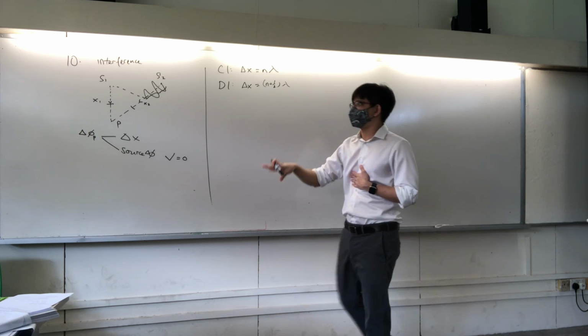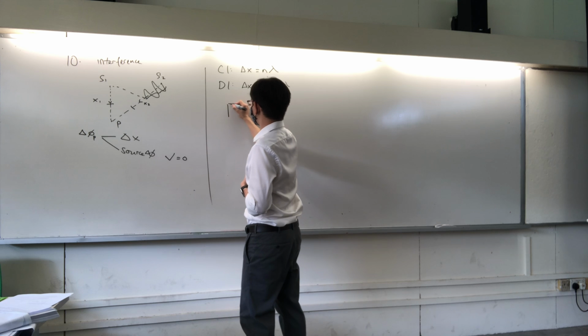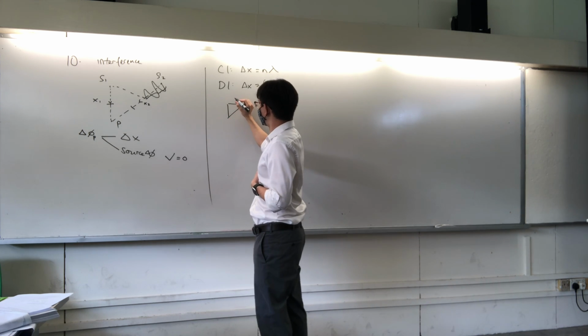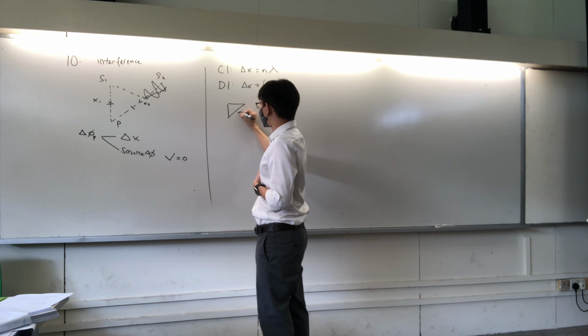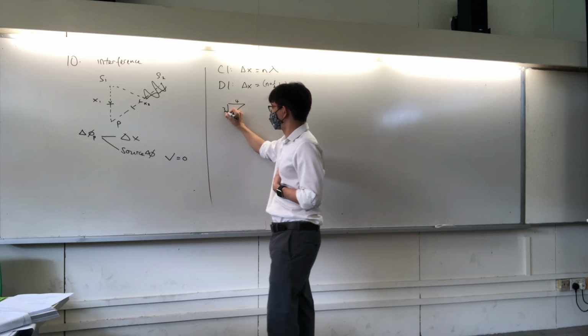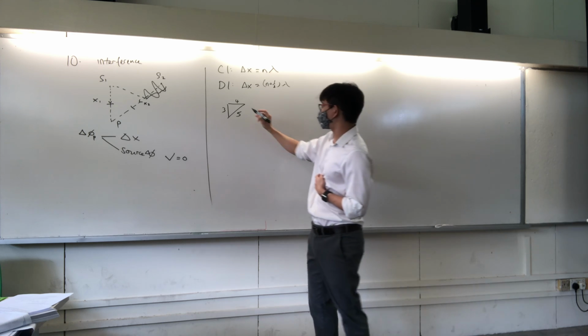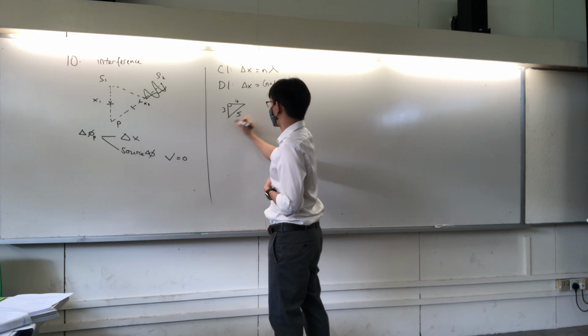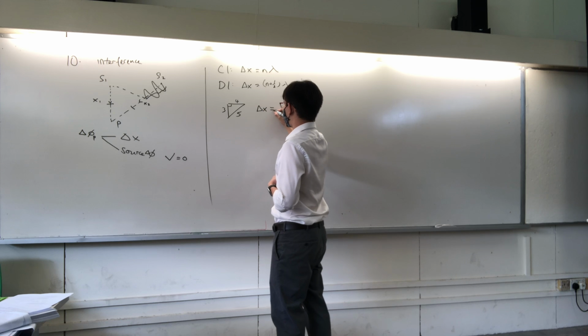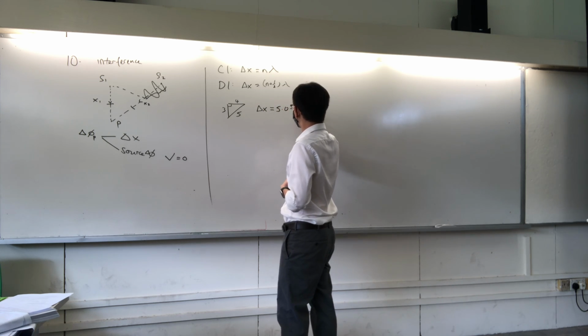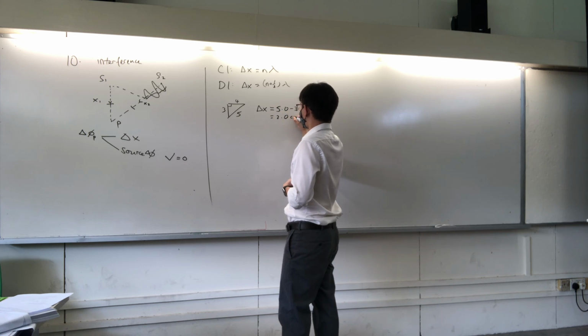So in this question, they actually do give us the dimensions of all the lengths. So this one is 5, 4, 3. It's a nice ratio for length, right? So if they give us this distance, we can straight away find delta x. Delta x is 5 minus 3, 2.0 cm.